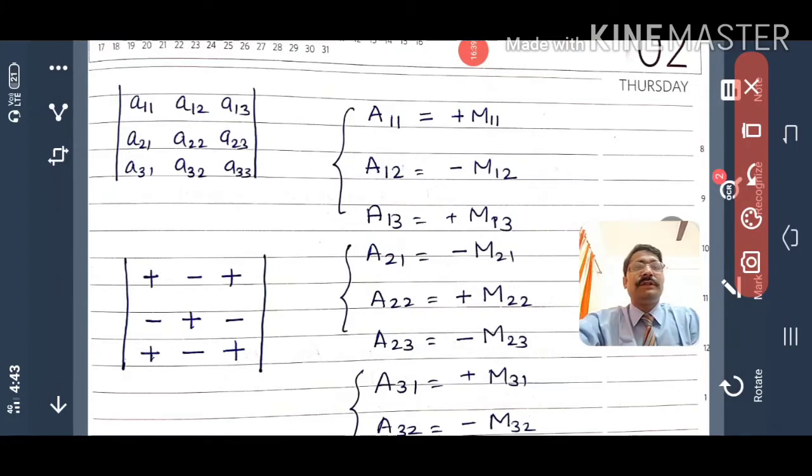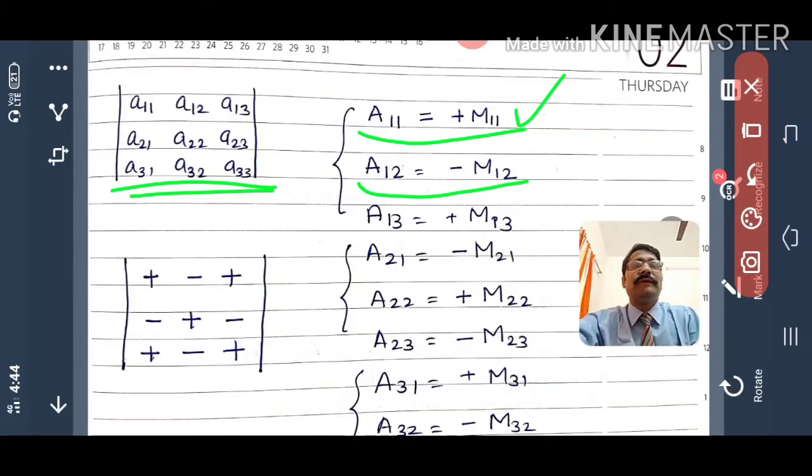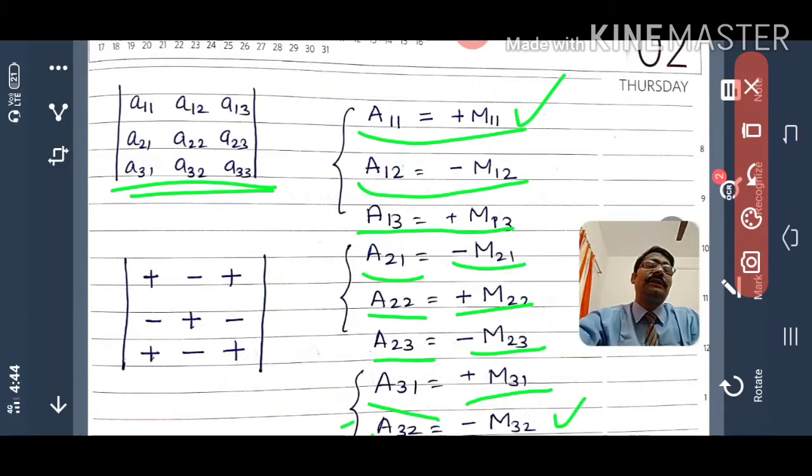Look here, if you are given a 3 by 3 determinant, then you can also understand these cofactors: A11 will be equal to plus M11, A12 will be minus M12, A13 will be plus M13, A21 will be minus M21, A22 will be plus M22, A23 will be minus M23, A31 will be plus M31, and A32 will be equal to minus M32.